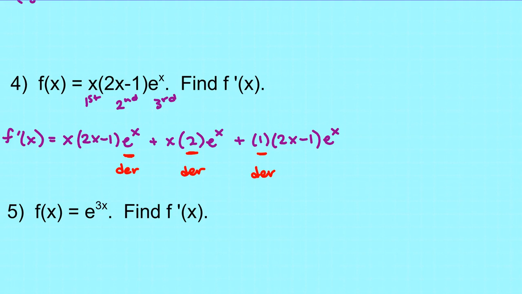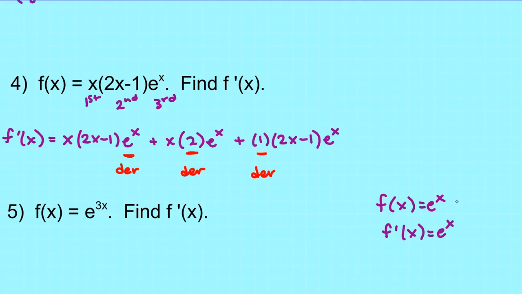Let's take a look at number 5, which doesn't look like a product of terms, but it's something that we don't know how to differentiate. See, we know how to differentiate f of x equals e to the x, but that only applies to e to the x. It doesn't apply to e to the 3x. So we need a way to change how this function looks, and maybe we can change it into something that looks like something we have a rule for.